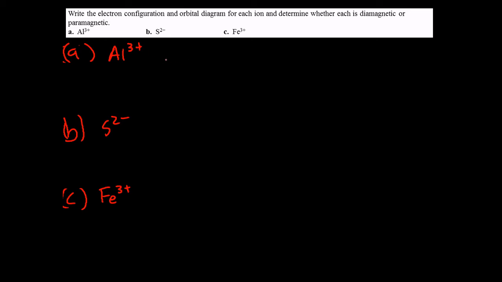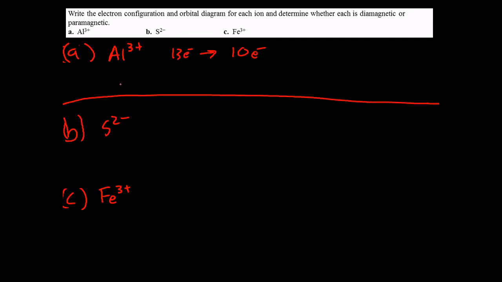So with aluminum, for example, aluminum is element number 13. So I'm going to go ahead and write the configuration for 13 electrons, and then I'm going to take it down to 10. Actually, what I think I'll do is write the electron configuration, and then I'll do the orbital diagram just for the ionized version. So I'll do the normal version with the electron configuration.